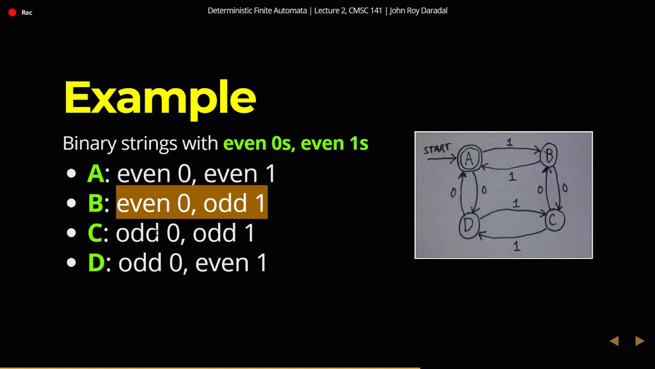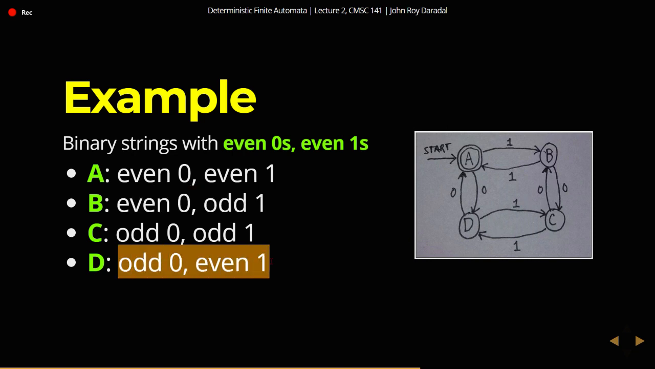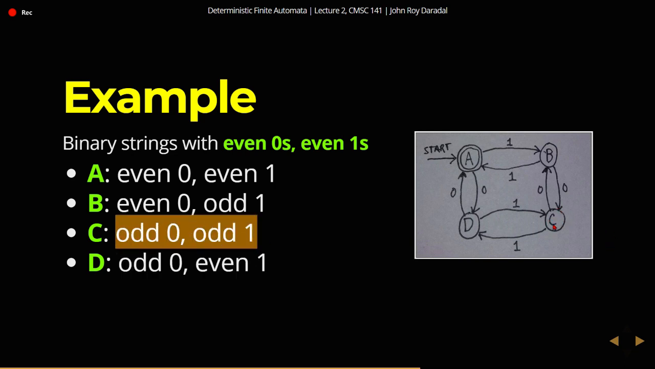So from even here, it becomes odd because you added another 0. And then if you see a 0 from C, then it will go back to being even, right? And then from D, if you have an odd number of zeros and even number of ones, if you see another 1 from even, it will become odd and it will transition to state C. So odd zeros, odd ones. Okay, so this is the DFA for binary strings with even zeros and even ones.